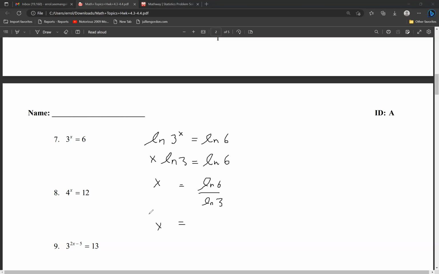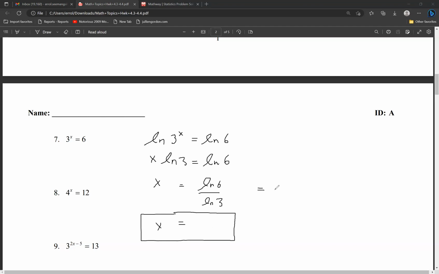Some decimal number. Hold on. When I type into my calculator, should I put the numbers in parentheses? Try it without the parentheses first. It gives me parentheses anyway.